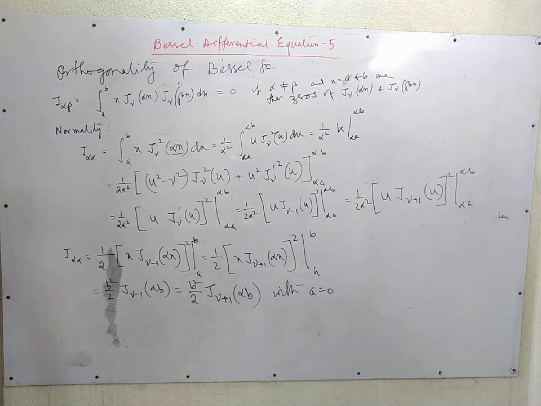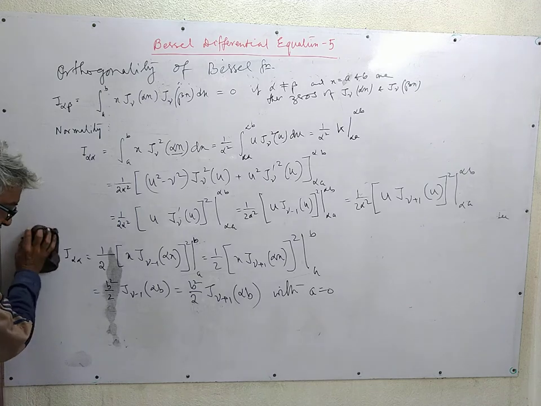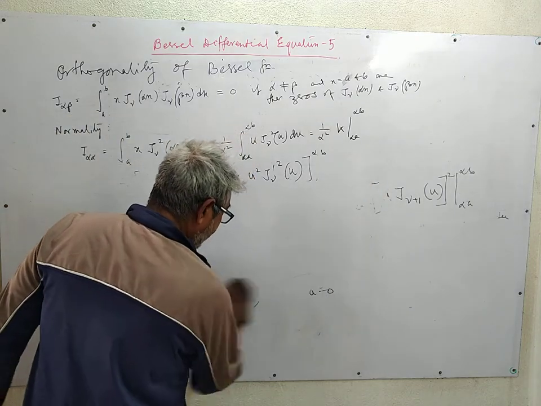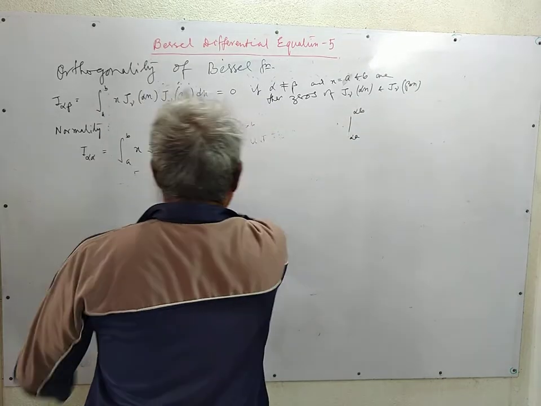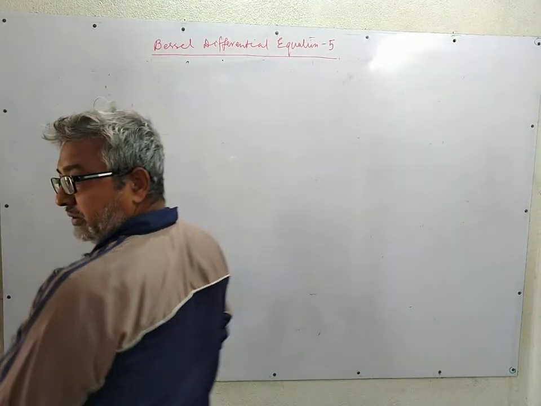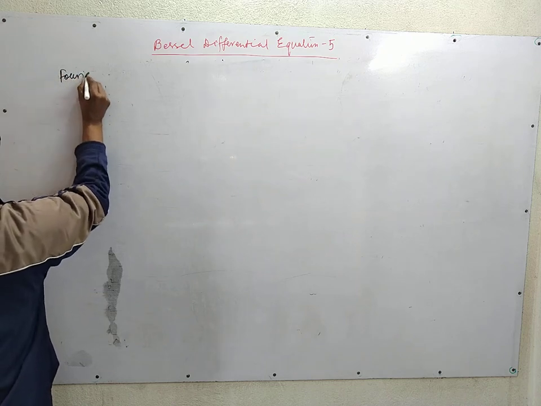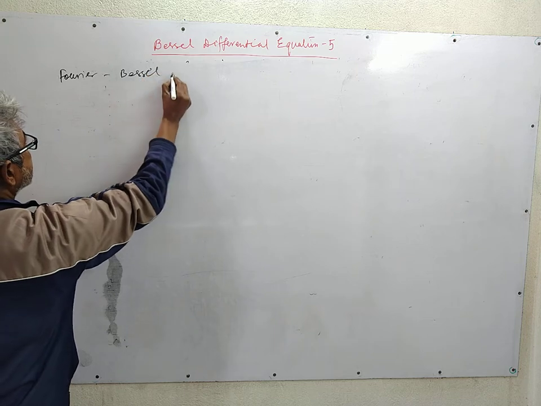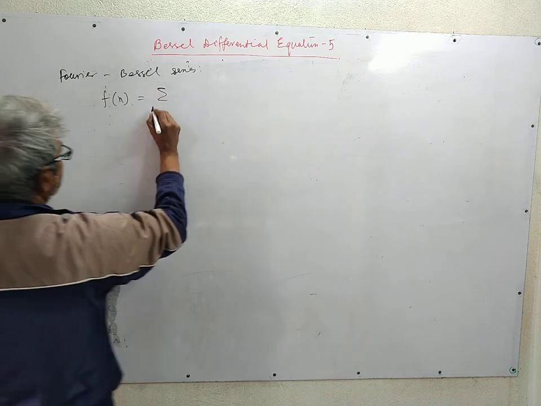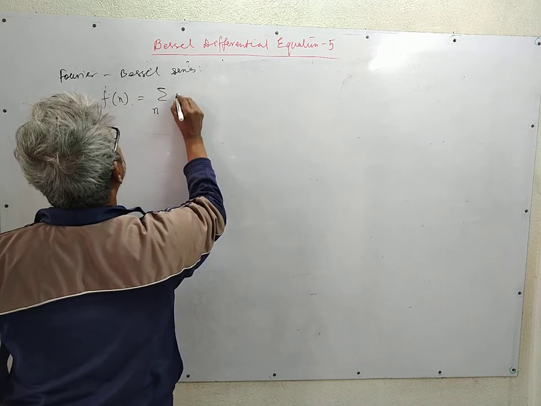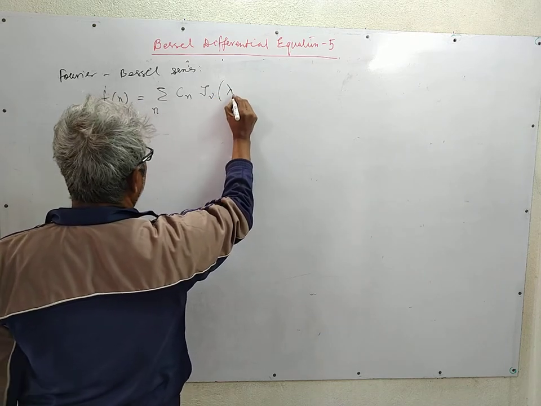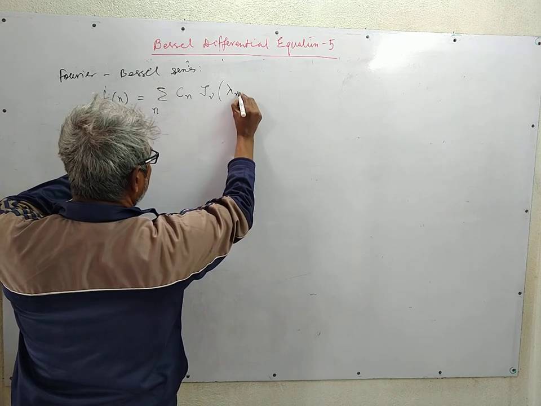And the last thing is the Fourier Bessel expansion. Any function satisfying Dirichlet's condition in an interval a b can be expanded in terms of Bessel function of a particular order with varying arguments. So the Fourier Bessel series: f of x can be expanded as a sum over n of c n j nu of lambda mu n x.